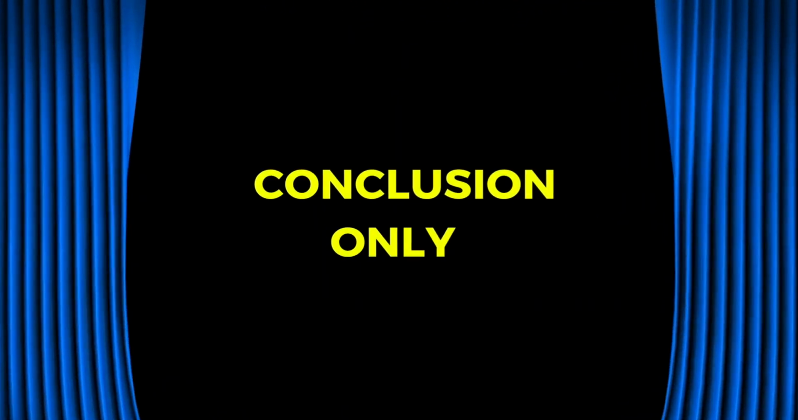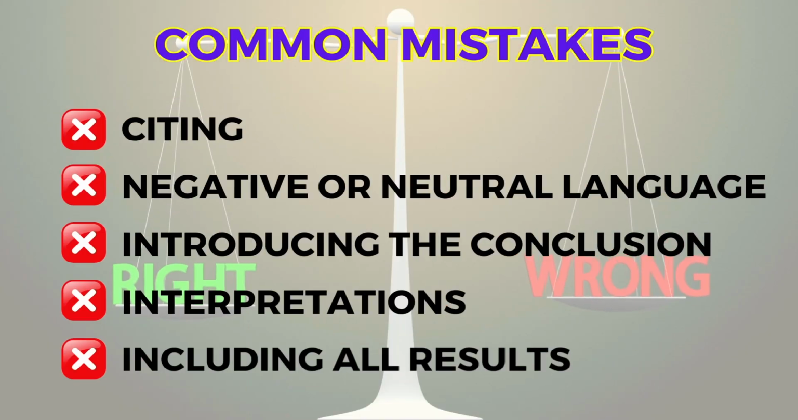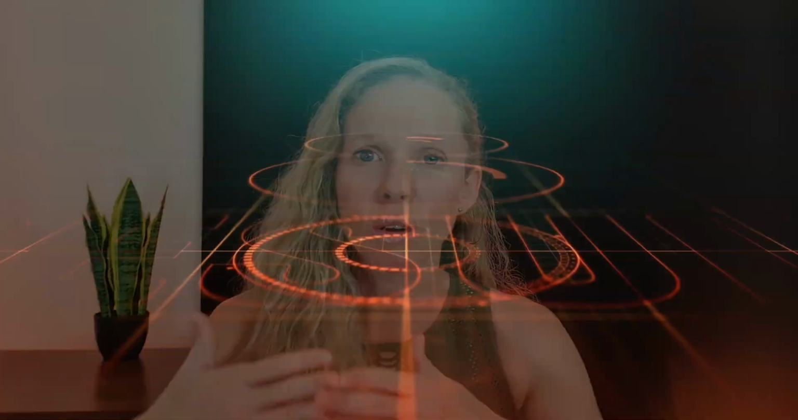Otherwise, interpretations should be entirely left out of your conclusion. You've already provided those in your discussion. We also don't want to include all our findings here. That's for the results section, right? Our results section details every single one of our results or findings. And then our discussion talks about why they're relevant or important and how they relate to other people's work. Our conclusion is then synthesizing the key findings that we've talked about in our discussion.